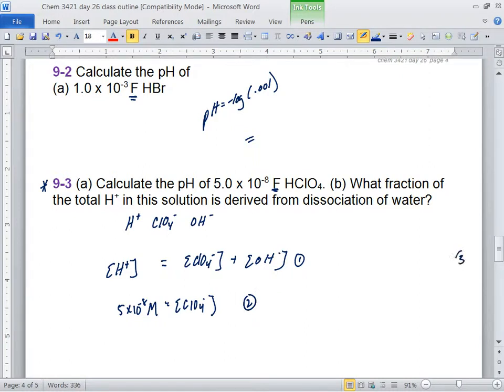Kw. Okay. So what I'm going to do, equation 1 has everything in it. So I'm going to substitute 2 into 1, and then I'm going to rearrange number 3 and substitute that into 1. And then I'll just have one unknown in that equation. So I'm going to substitute 2 and 3 into 1.